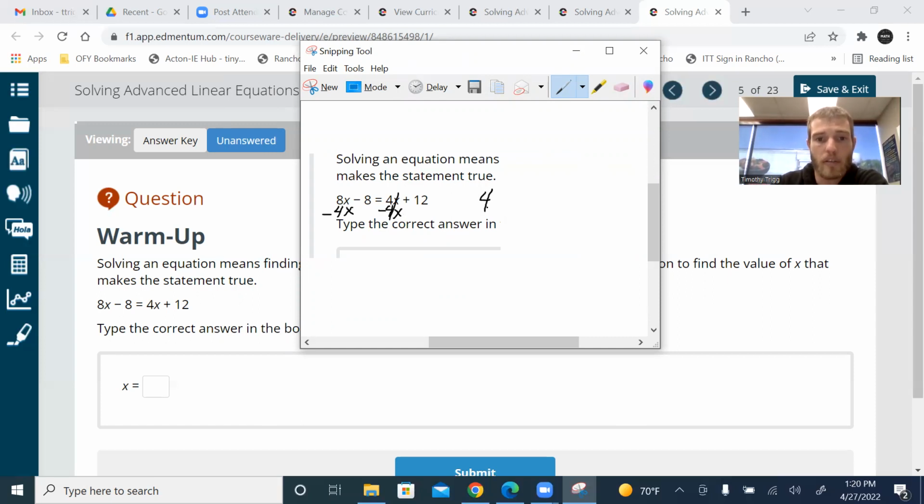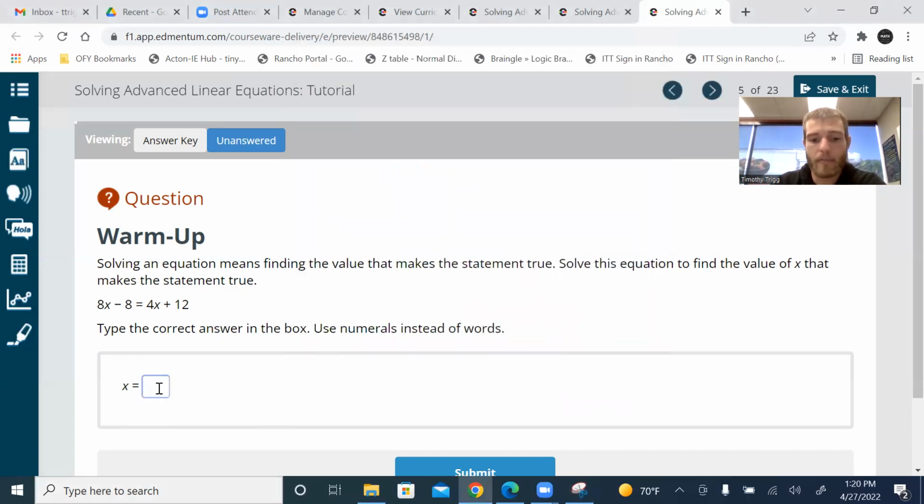So that's going to give us 4x minus 8 on the left equals, and then just 12 on the right. From there, we're going to use the addition property of equality to add 8 to both sides of the equation, giving us that 4x equals 12 plus 8, which is 20. Lastly, to get x by itself, we're going to divide by 4 on both sides of the equation, giving us that x equals 5. Okay, so here we want to put 5.